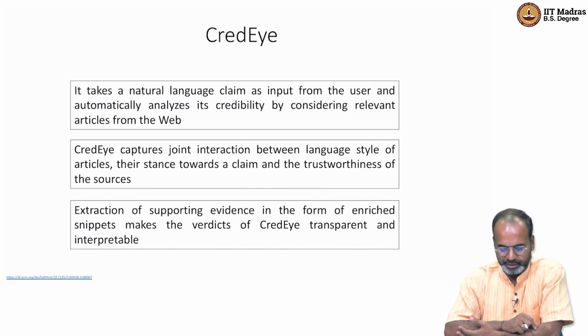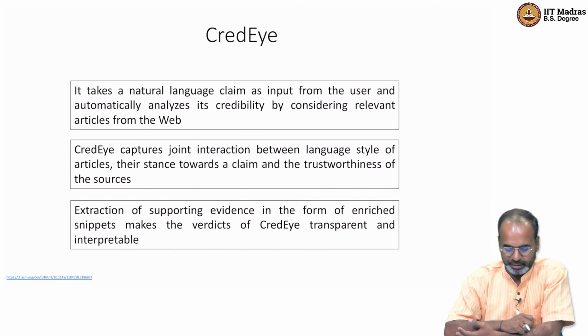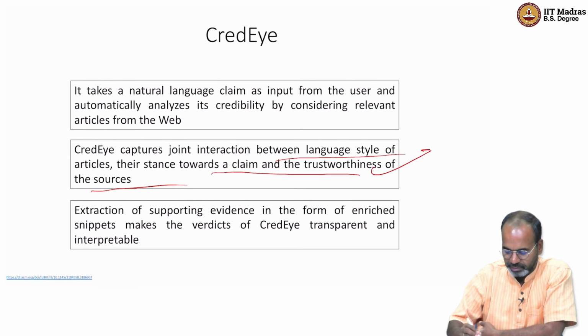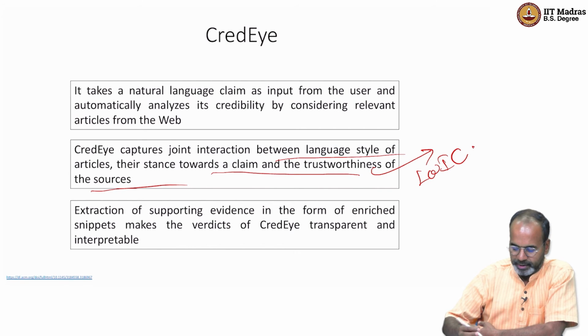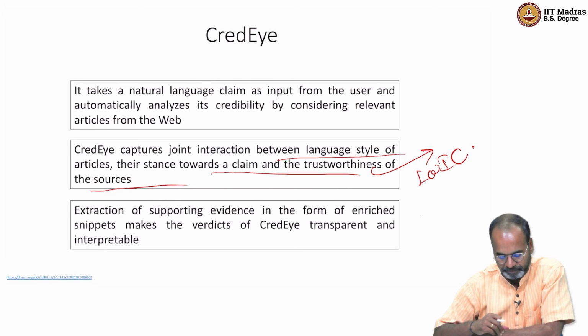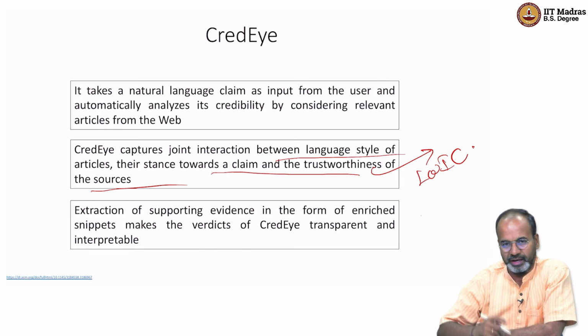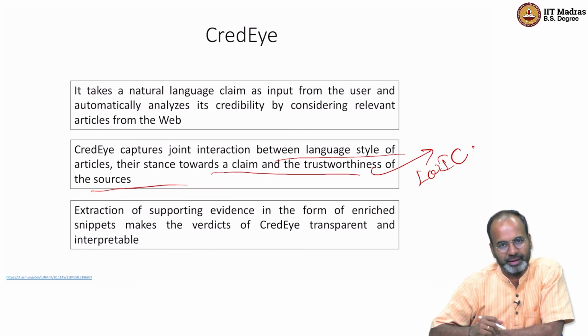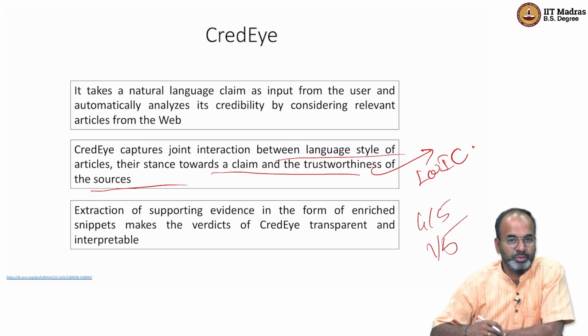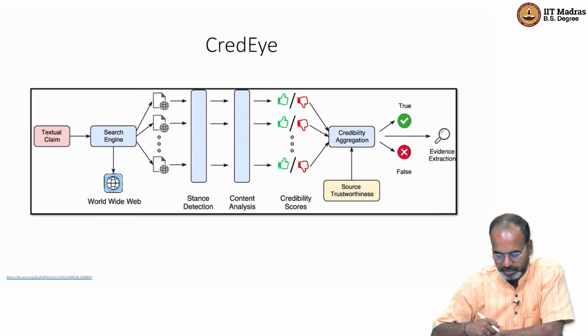Credeye captures joint interactions between the language style of articles and their stance towards a claim. So all of this we know how to do, right? For example, LIWC you can use and get some responses from LIWC. Extraction of supporting evidence in the form of enriched snippets makes the verdicts of Credeye transparent and interpretable. So given that you can say why you're making the choice that you're making, why you're giving a 4 on 5 versus 1 on 5, the users can be happier looking at the explainability part of it.